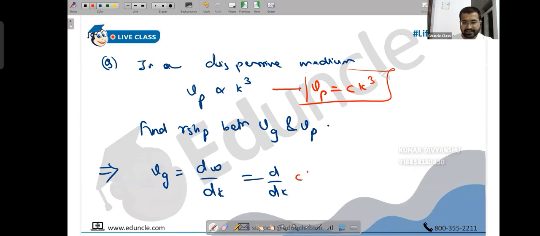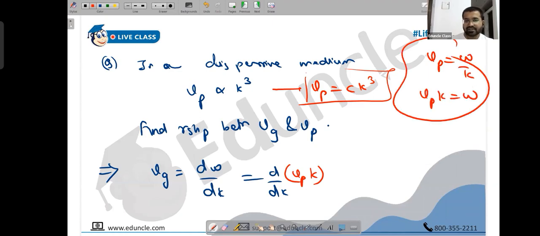As of now, let's write this as omega. What is omega, by the way? Vp is omega by k, so Vp into k is omega. Just that Vp is also a function of k. That's the difference. So we can say this is Vp times the derivative of k with respect to k, plus k times the derivative of Vp with respect to k.